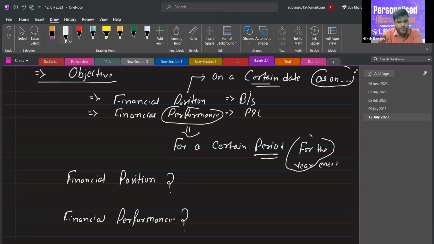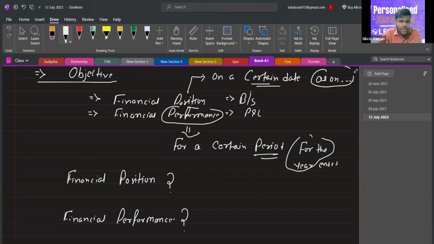Financial position is the position of the business on a particular date. Financial position means the total assets and liabilities of a firm on a certain date. You can say that we have this much assets, this much liabilities, and this much capital invested in our business. This is all our financial position.